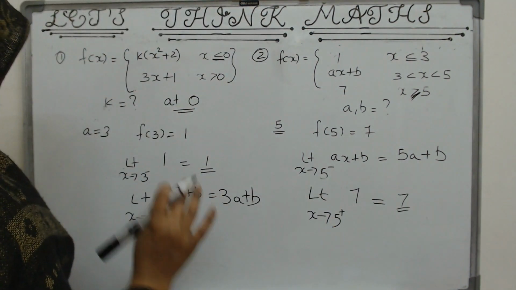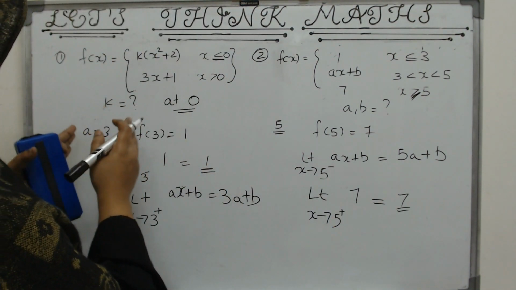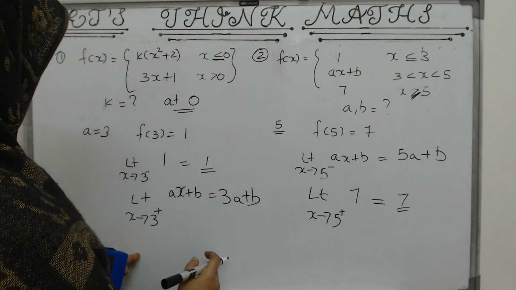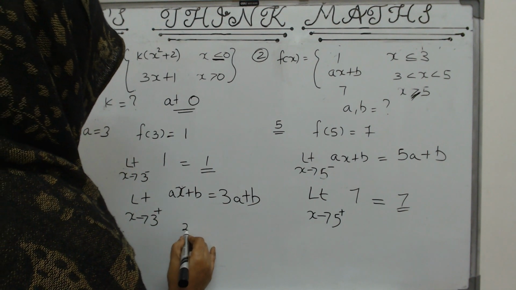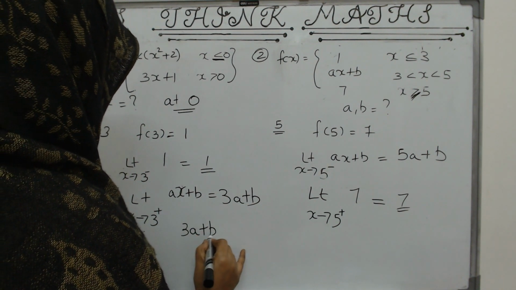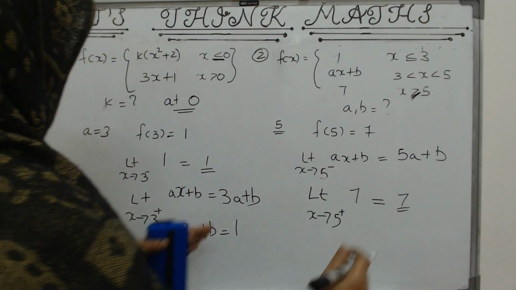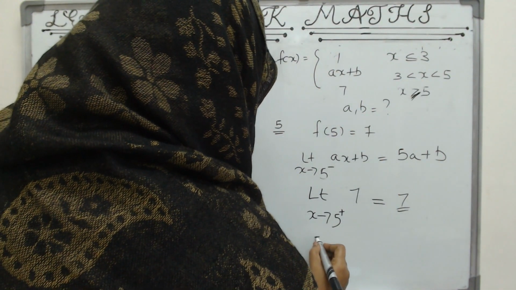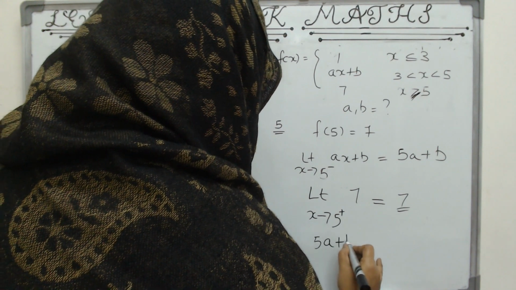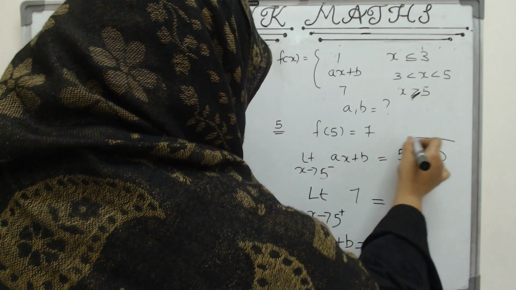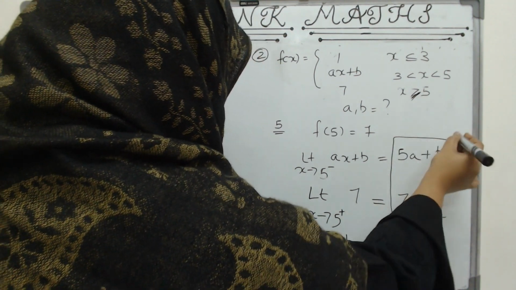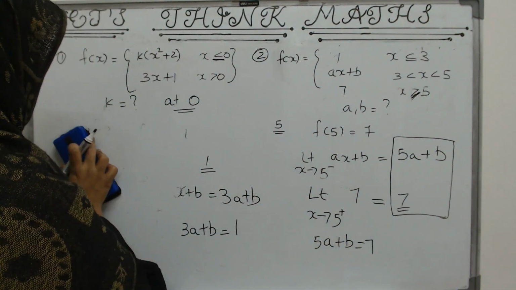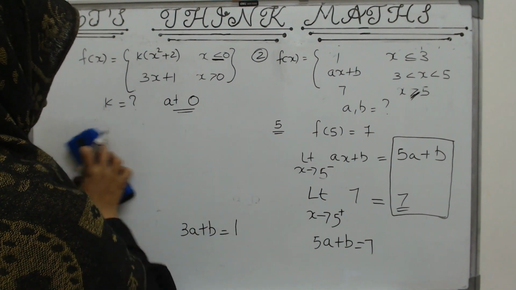Now, if we want our function f(x) to be continuous at 3, then all of this should be equal. 3a plus b should be equal to 1. Now, if we want our function to be continuous at 5, all of this should be equal. In particular, this condition should be satisfied. Only then we can say that the limit exists.